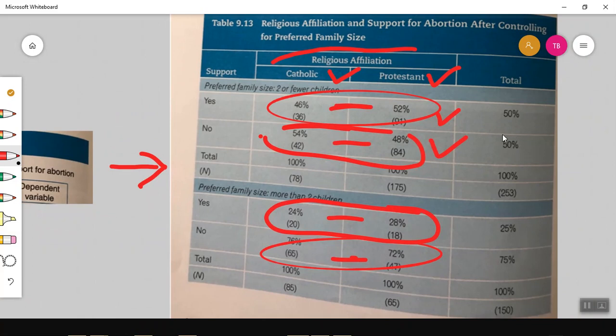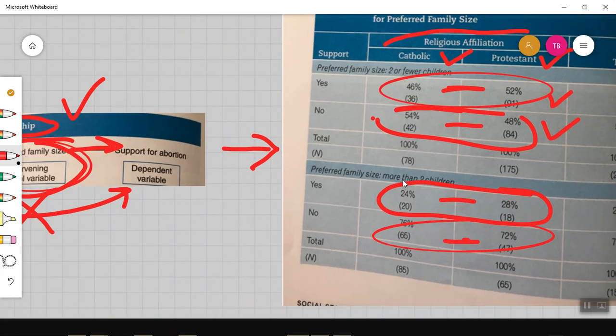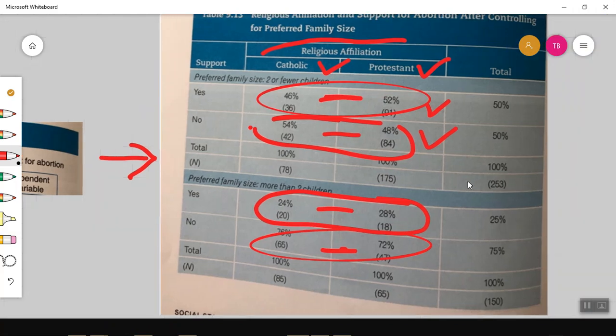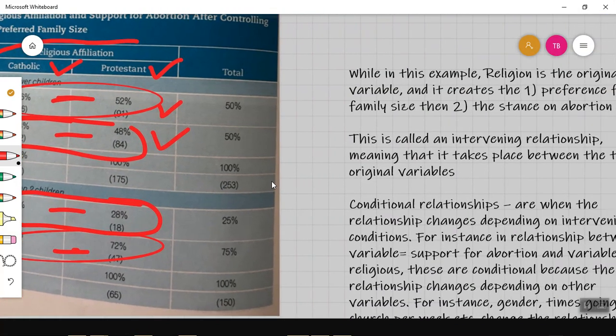This is all basically to demonstrate again that we've got to be careful what sorts of conclusions we draw. Because in this case, we saw that if we just say religion causes or affects someone's support for abortion, we'd be wrong because we didn't look closely enough at intervening relationships. So just to suggest that we should be careful with the sort of research we do.